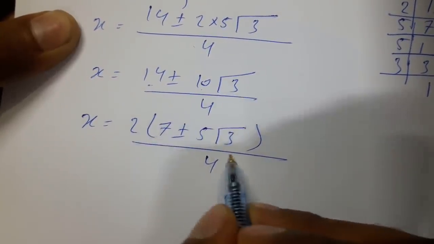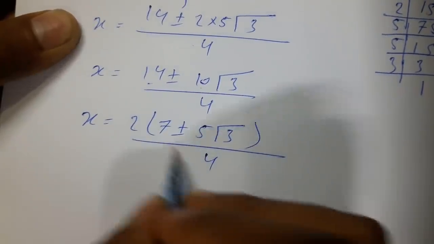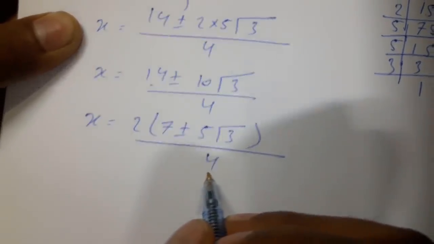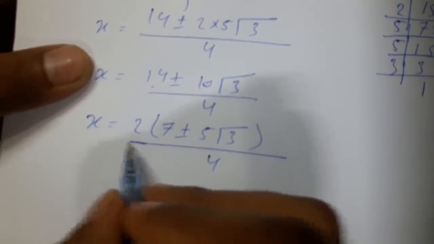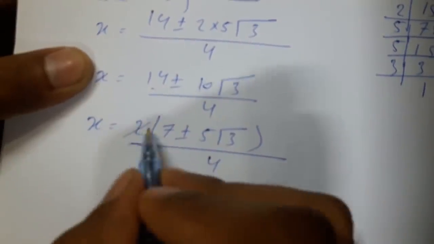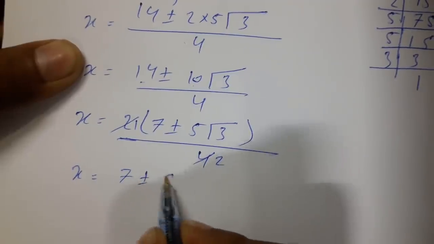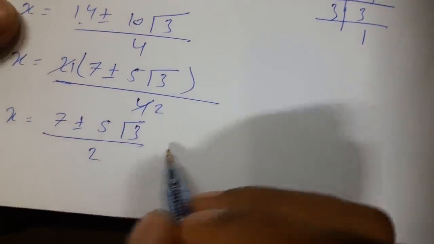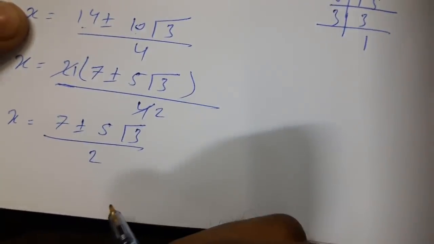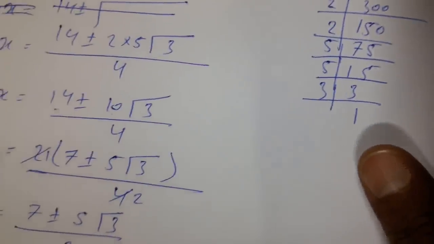When the value comes like this, 2 is multiplying the whole value, so we can divide it by the down values. Okay, it means we have the by sign completely. So 2 ones are 2, 2 twos are 4. So x is equal to 7 plus minus 5 square root 3 divided by 2. It's the complete factorization of the question 2x square minus 14x minus 3 minus 13. Okay, so this is the answer.